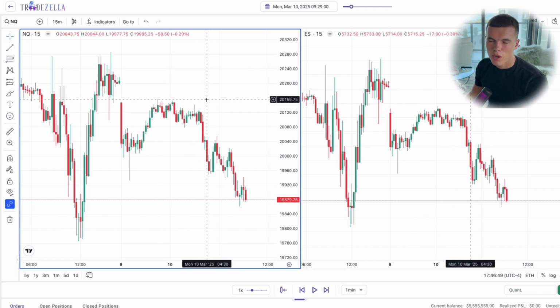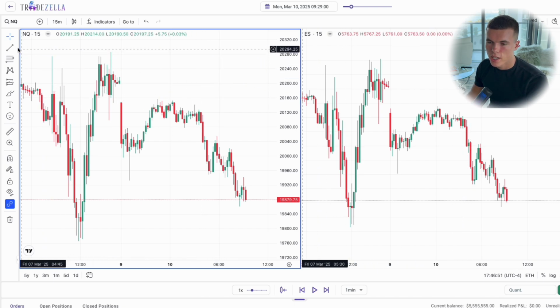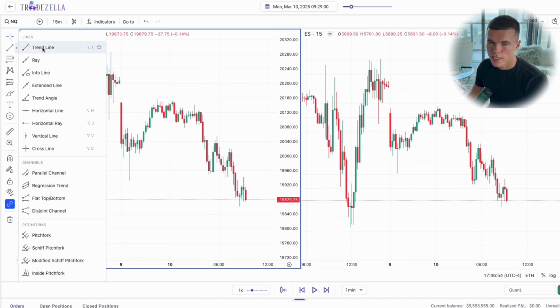I always advise you mark out your key liquidity levels on this time frame because it's very easy to identify the highs and lows between the London and the Asia, and also taking a look at previous week low and previous week high, previous day high and previous day low on the 15-minute time frame.